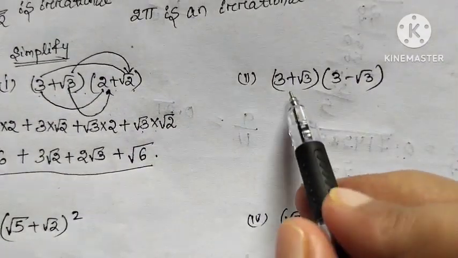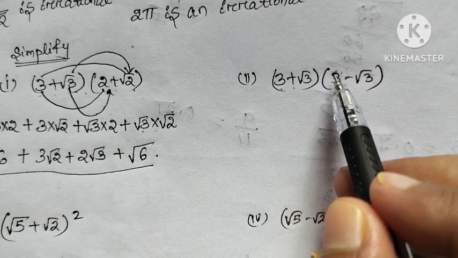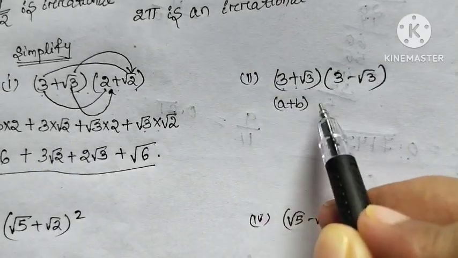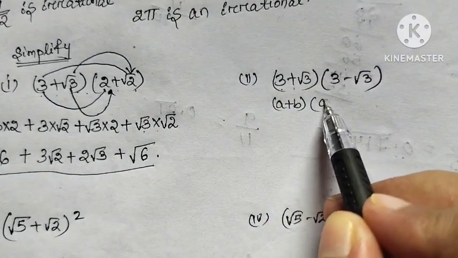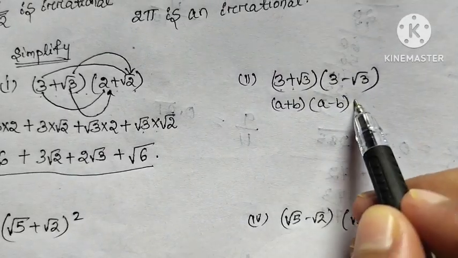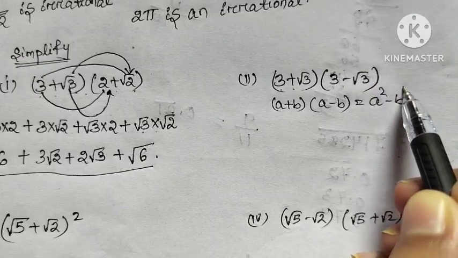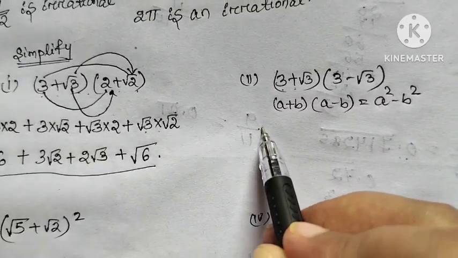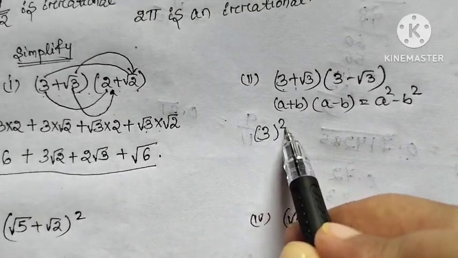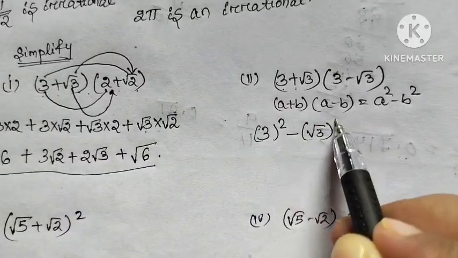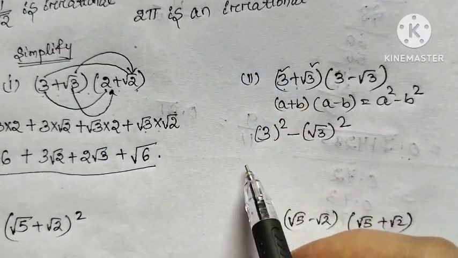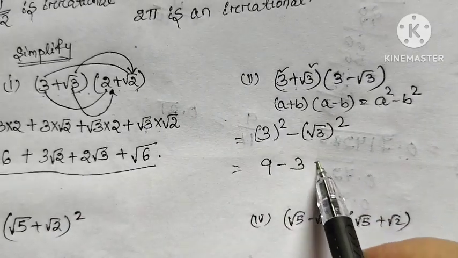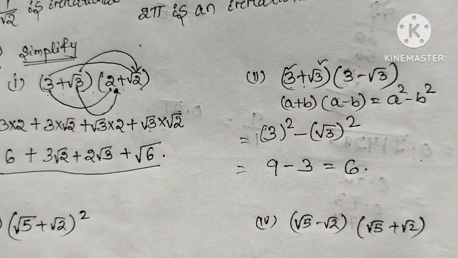Then next it is given 3 plus root 3 into 3 minus root 3. It is (a plus b) into (a minus b). What is the answer? a square minus b square. Then 3 square minus root 3 square, because this one is a, this one is b. Then 3 square is 9. Root 3 square is 3. Then 9 minus 3, the answer is 6.